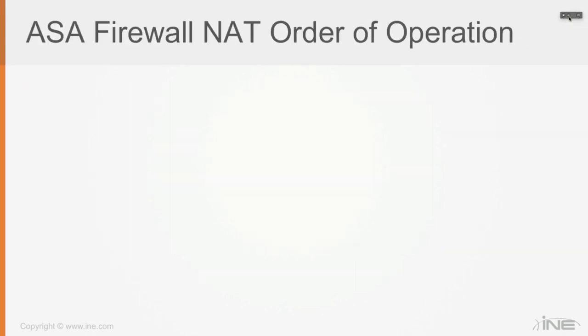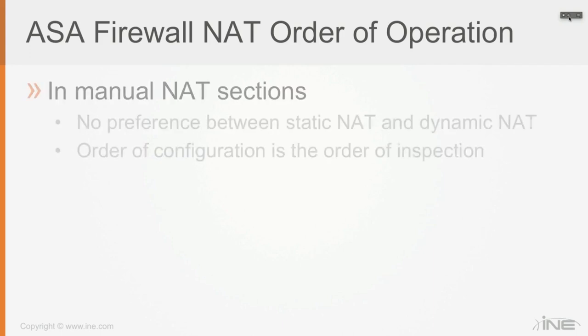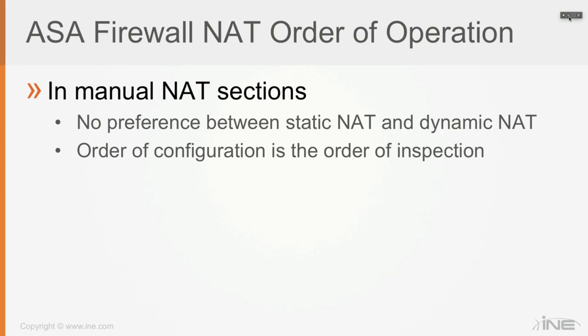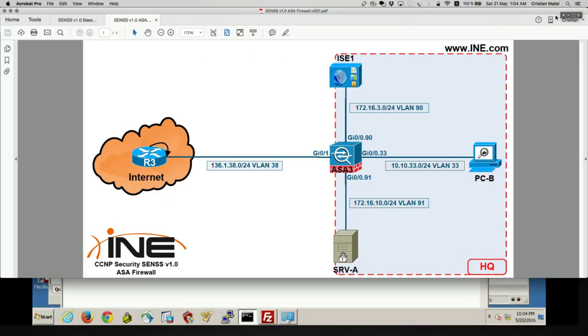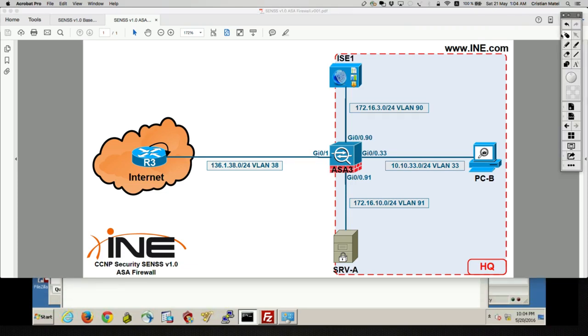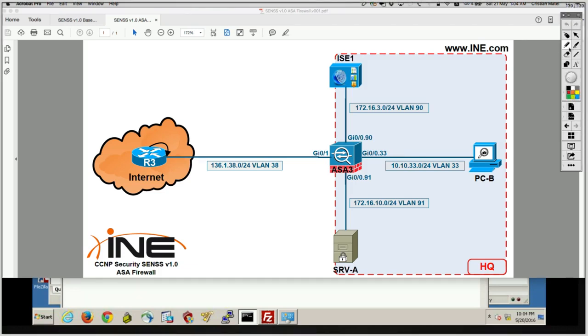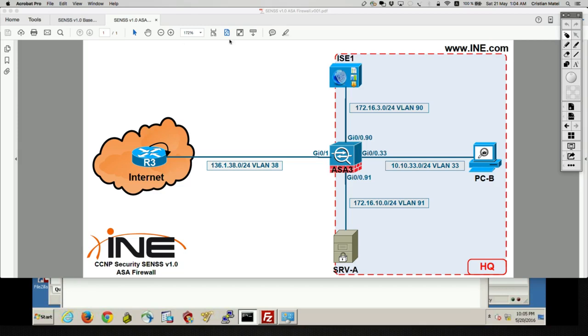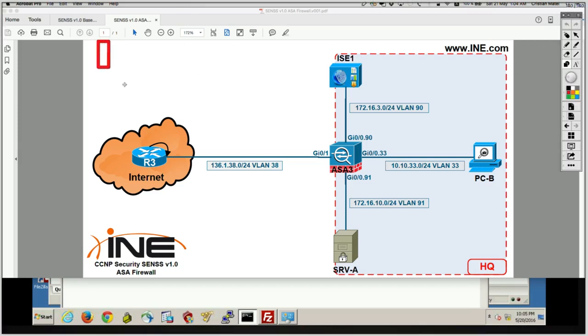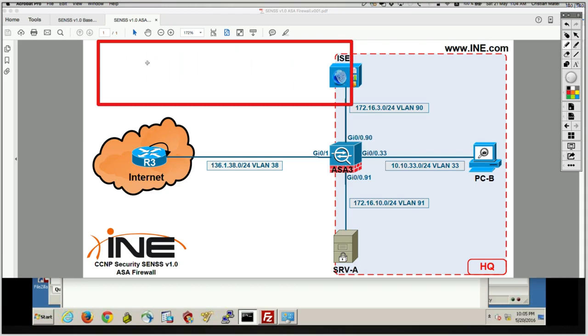Now, of course, we can have multiple entries in each of those sections. In the manual NAT sections, there is no preference between static NAT and dynamic NAT. Order of configuration by default is the order of inspection. So what this means is that in section 1 and section 3, which both contain manual NAT entries, let's take section 1. Let's assume we have 2 NAT statements in section 1.